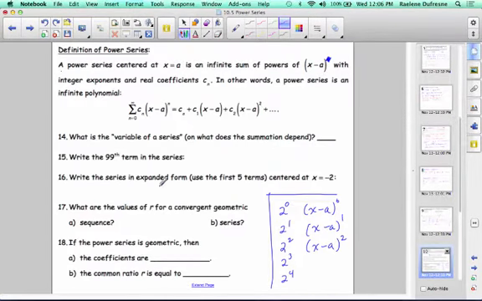In number 14, to clarify the power series, we're asking, what is the variable of the series? So the variable of the series is the variable of the summation, and the variable of the series is n. And if we write the 99th term in the series, we have to recognize the way that we are indexing the summation, we're starting at n equal to 0. So n equals 0 corresponds with the first term, and n equals 1 corresponds to the second term. And so if I want the 99th term, the value for n is going to be 98. And so the 99th term in the series is going to be c subscript 98, whatever that coefficient is.